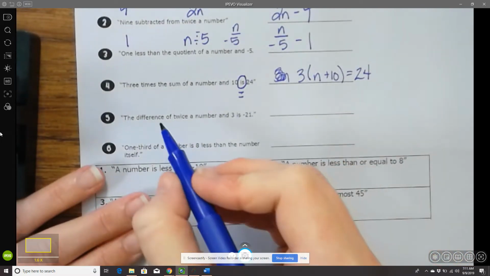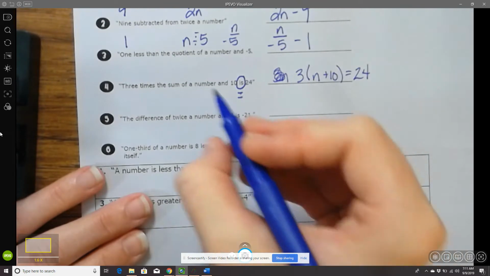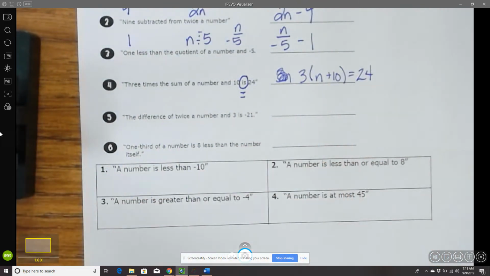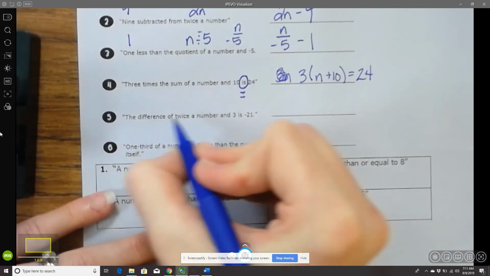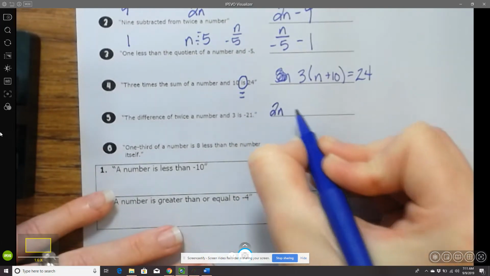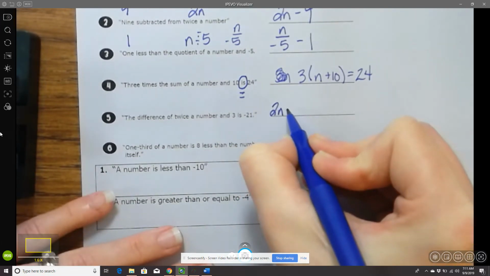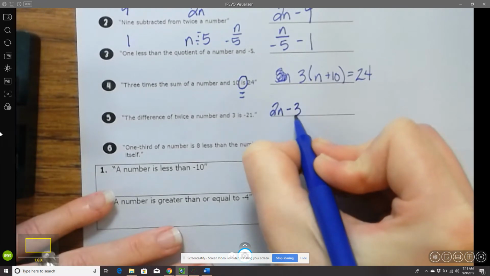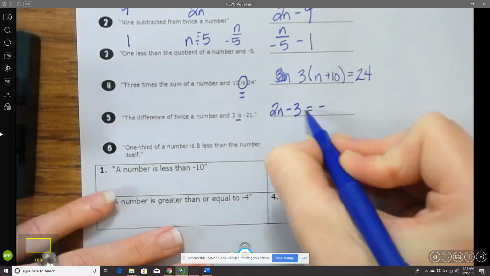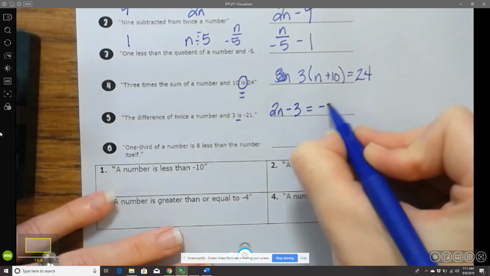And then the difference of twice a number and 3. So we've got, just a sec for me. So the difference of twice a number and 3. So we're going to do twice of a number and then find the difference, which is subtraction, so minus 3, or equals, sorry, is equals, and then -21.